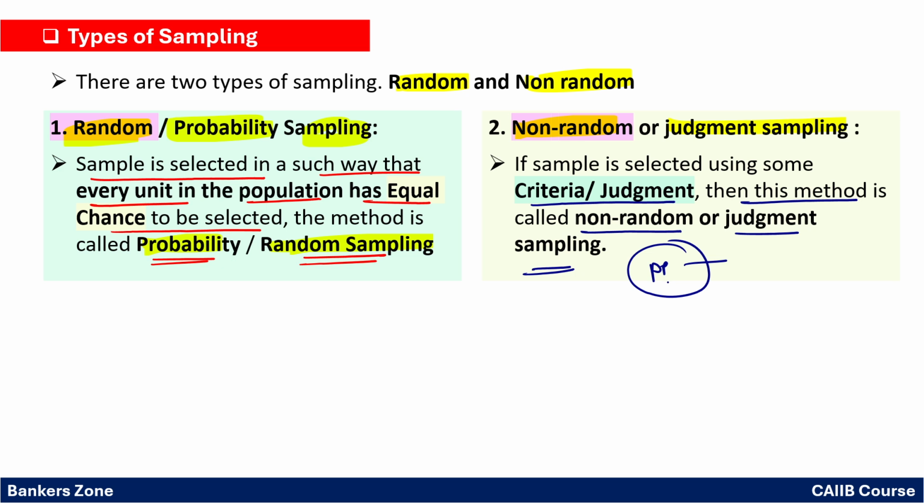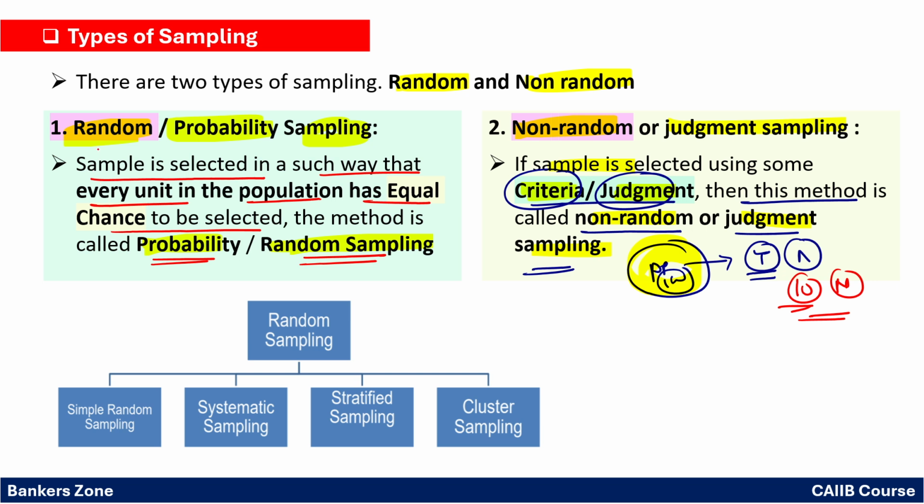In a population we have, for example, students, right? So there are 100 students, and you choose the students who live nearby or are neighbors to you, right? That means you are applying some criteria or judgment while selecting the sample. This is non-random or judgmental sampling. For example, if you have to select 10 students out of 100 students, and you select the 10 students who are neighbors to you, that means you have applied the criterion of neighborhood.